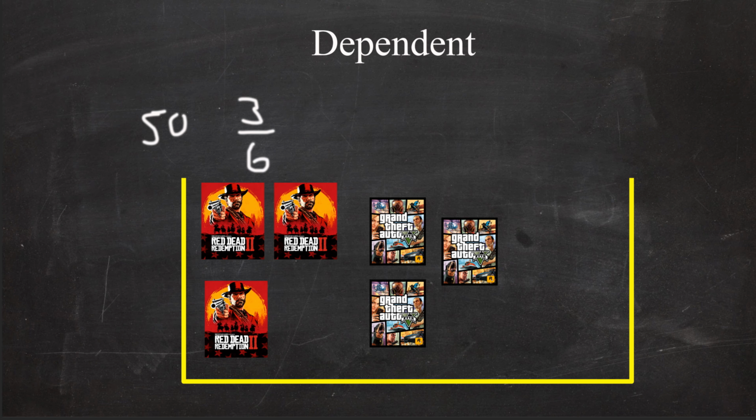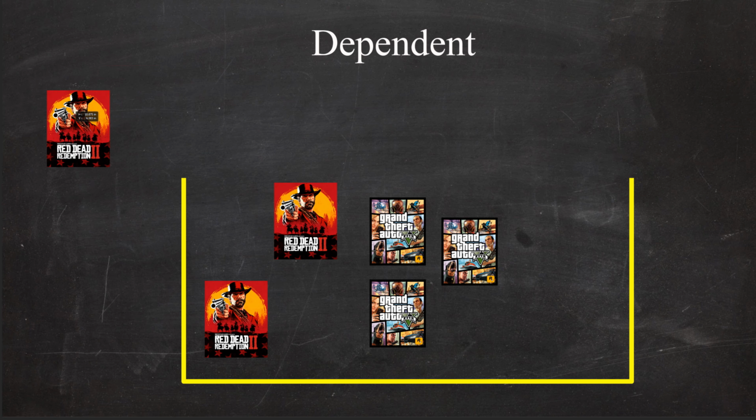Remember, in probability, the equation we want to find needs to account for the total. So we count up the total, there's 6. And the number we want to get, which is the probability of grabbing a Red Dead Redemption, the number we want to get is 3. Therefore, probability equals 3/6 or 50%.